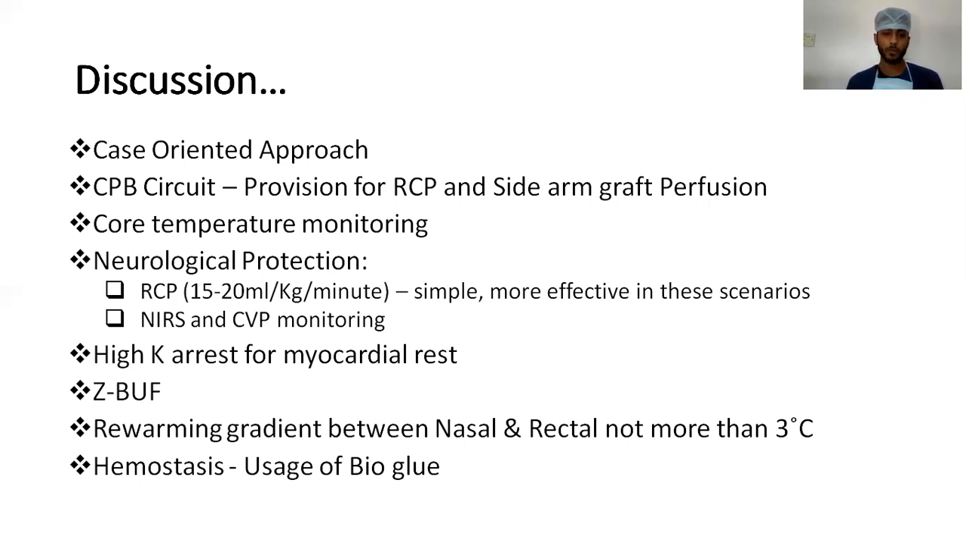For core temperature monitoring, we require nasal and rectal temperatures. For neurological protection, we used retrograde cerebral perfusion at 15 to 20 ml per kg per minute. It was very simple and more effective in this kind of scenario, with the help of NIRS and CPP monitoring, high potassium for myocardial arrest and zero balanced ultrafiltration techniques. During the rewarming, we did not maintain a gradient of more than 3 degrees Celsius.